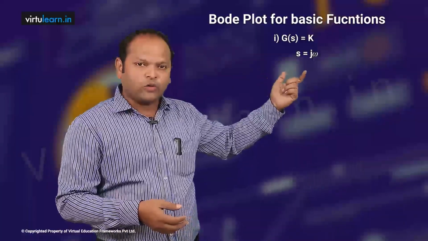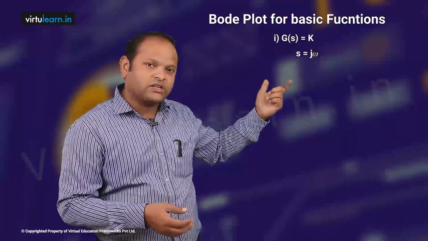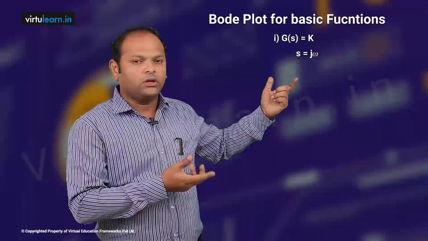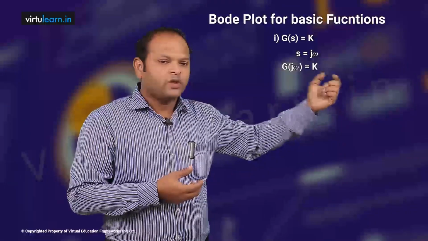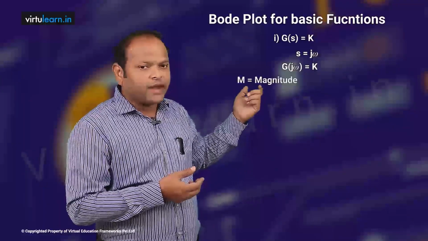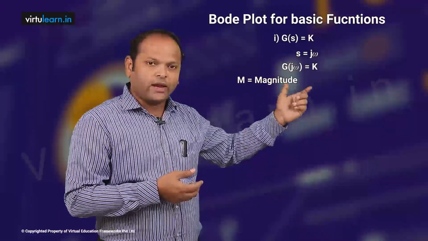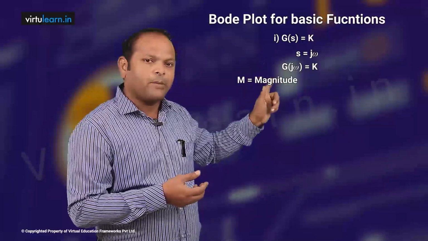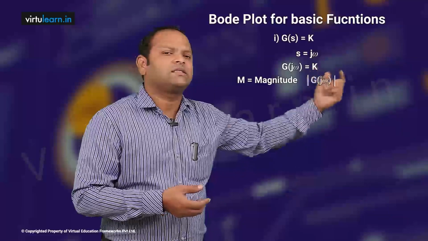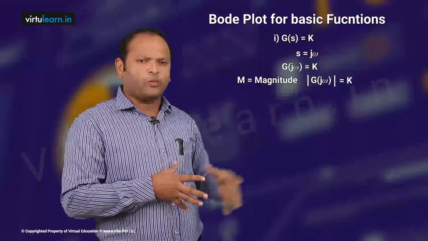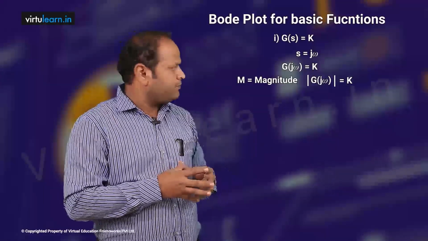So when you substitute s equal to j omega, the transfer function is now a sinusoidal transfer function. The sinusoidal transfer function G(j omega) is K. Now what is the magnitude of it? The magnitude of G(j omega), generally we write it as M. M is equal to the magnitude of G(j omega), which is nothing but K, because we don't have any omega terms, it is going to be K only.